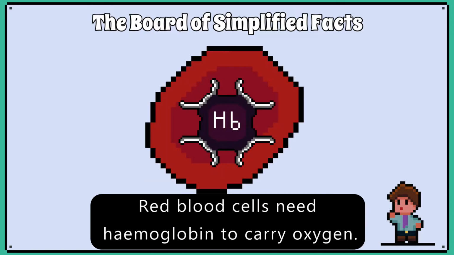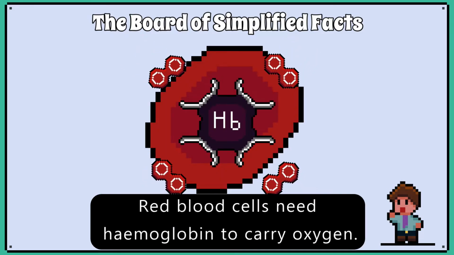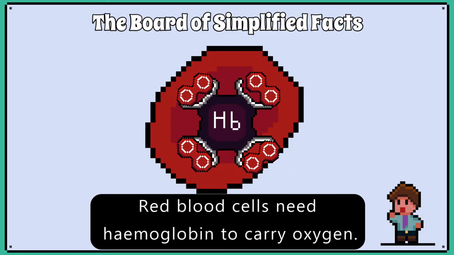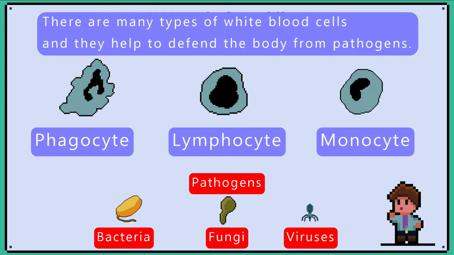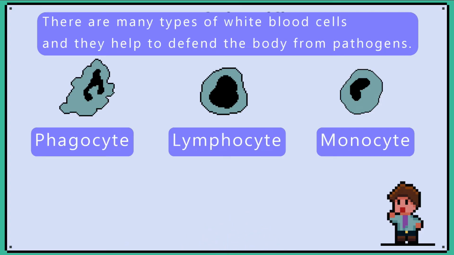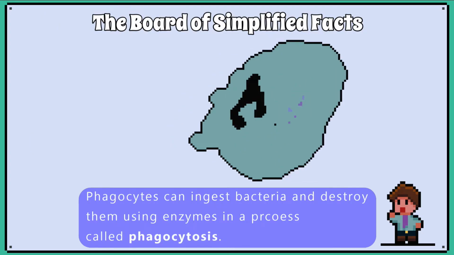Finally, the red blood cells contain hemoglobin, which is an iron-containing molecule that enables a red blood cell to carry oxygen. Phagocytes have a much more irregular shape, and you'll need to be able to label the nucleus, cytoplasm, and the cell membrane. Phagocytes are a type of white blood cell, and they fight pathogens like bacteria and fungi. For example, they can engulf bacterial cells and then break down the bacteria using enzymes in a process called phagocytosis.